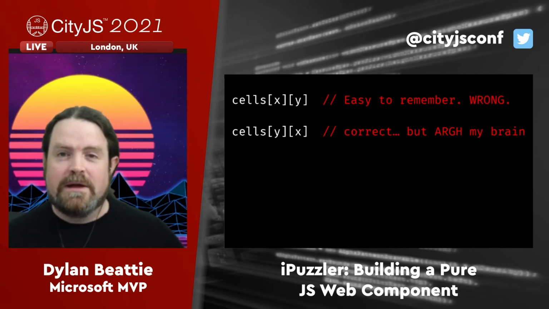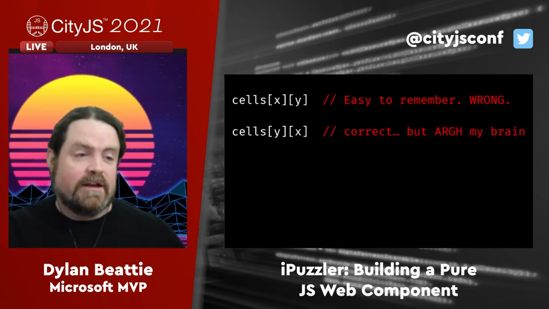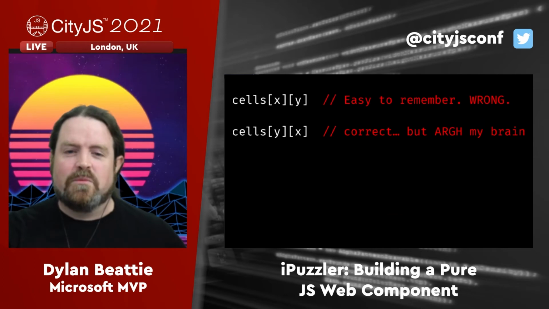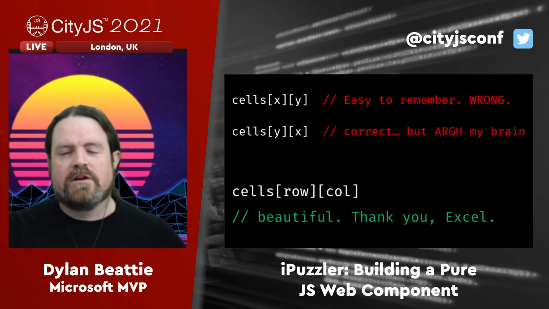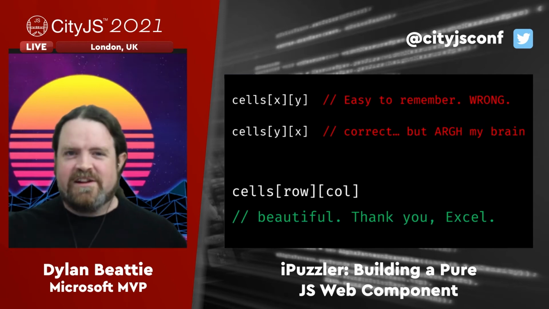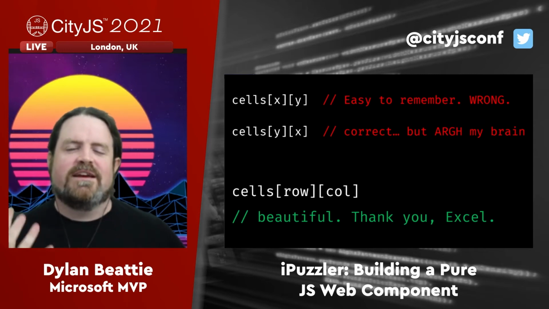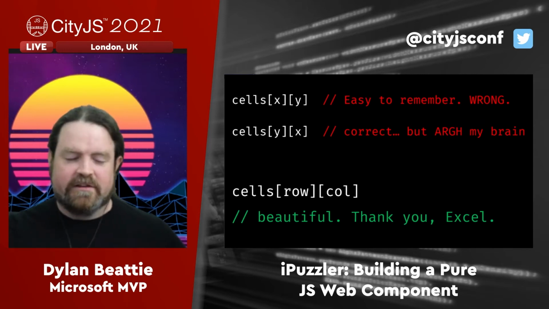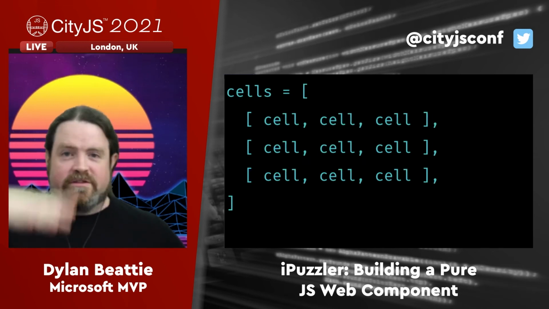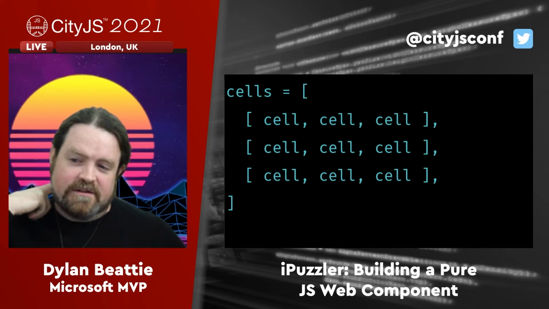And I had so many bugs because I'd got the X and Y the wrong way around. And so after several days of this, I just thought, you know what, maybe there is a way of just solving this problem. I threw out X and Y. I called them row and column everywhere, because when we think row and column, we think Excel. We think spreadsheets, row comes first, then the column, and that gives you the correct indexing behavior into a two-dimensional JavaScript array. You have your row first, how far down do you go, and then your column is how far across, and that gives you the thing that you need.